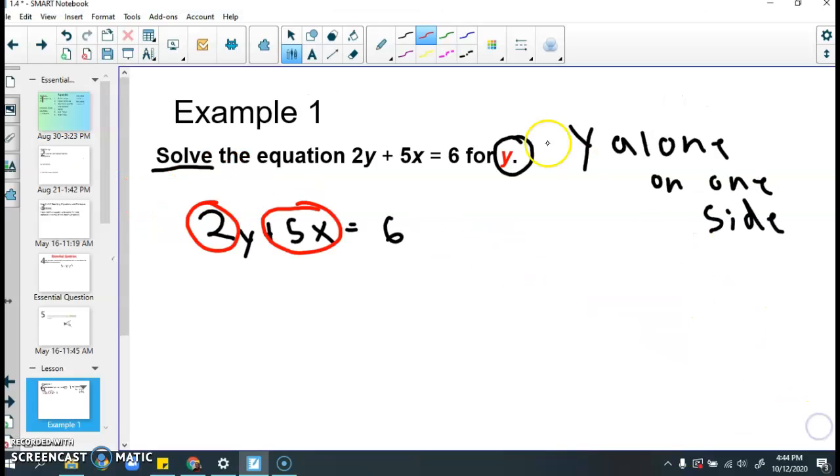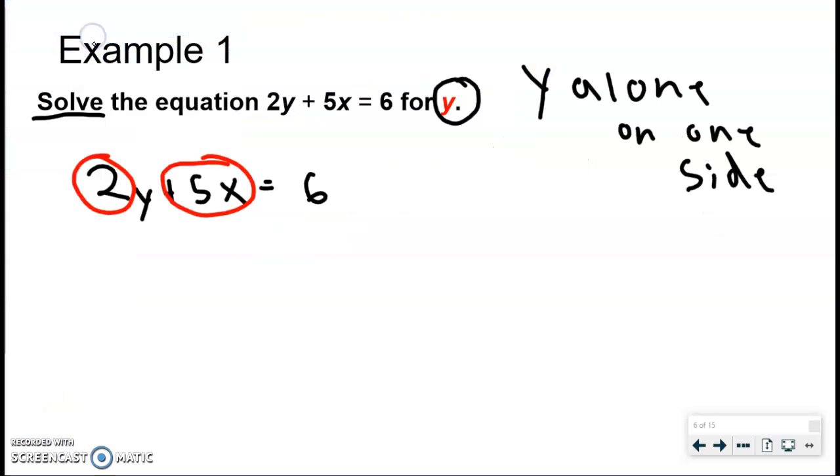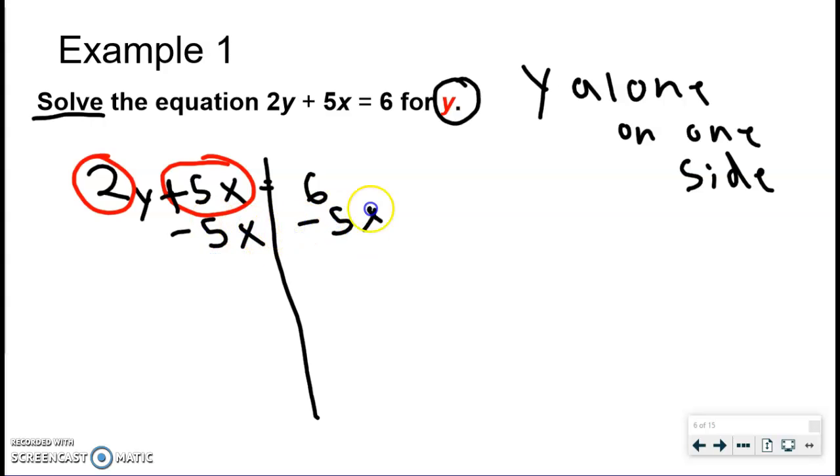And so that's what I'm going to do: I am going to solve this by moving over this 5x. I want to get rid of both parts of it. There's an addition here, so I'm going to subtract it over. I'm left with 2y.